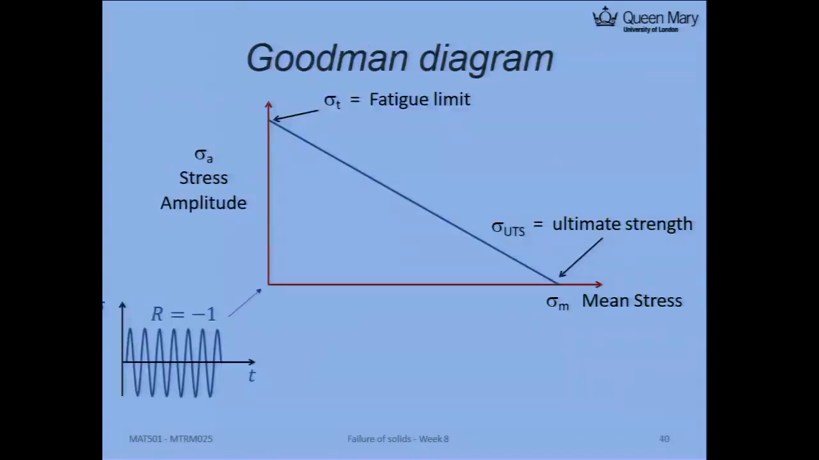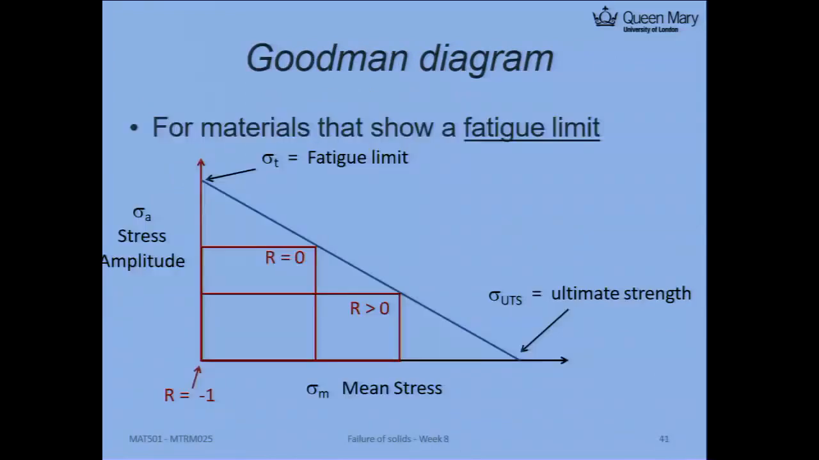So what happens for R equal to 0 in that case? Again, you're shifting your mean stress up from mean stress equal to 0 to somewhere in between. So R equal to 0 will give you an indication that the stress amplitude has to be reduced from this value to that value. And that gives you this relationship.